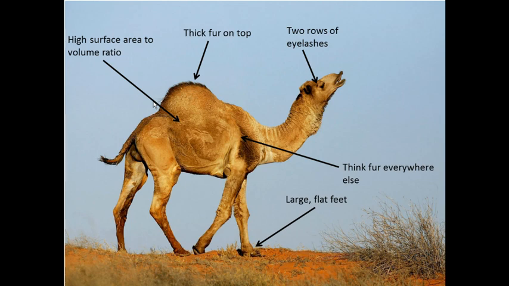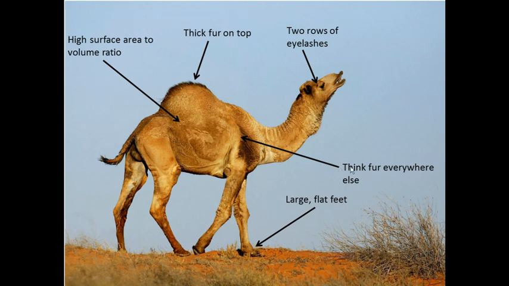The camels, you can't see this, but camels actually have 2 rows of eyelashes. So they live in desert environments. There's going to be a lot of sand, okay? So these 2 rows of eyelashes mean that a lot of the sand is blocked from getting into their eyes. It allows them to see more clearly.